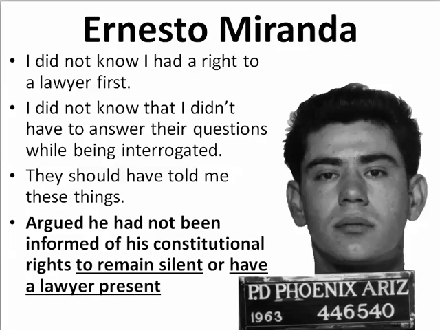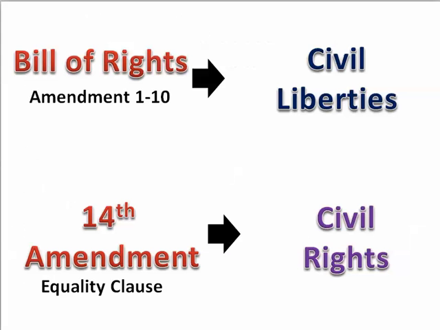And the Supreme Court is going to make a decision on this, but let's look further at the civil rights and civil liberties. Generally, the civil liberties that we're talking about right now are going to be expanded under the Warren Court, and generally come from the Bill of Rights.